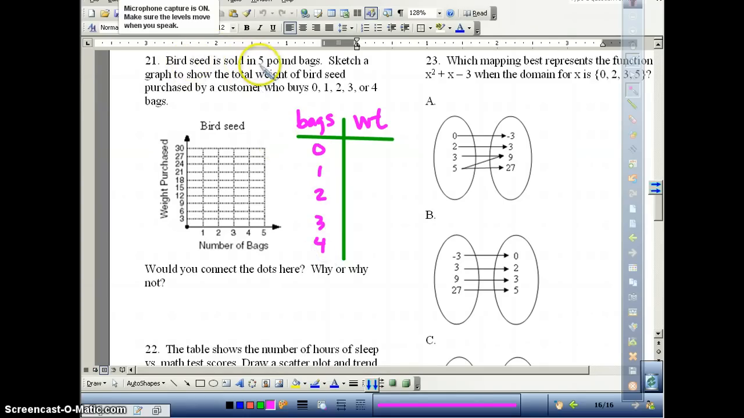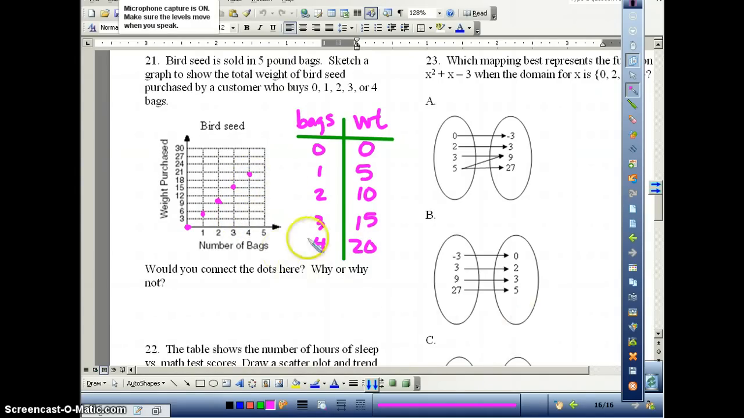Birdseed is sold in 5-pound bags. If I don't buy any bags, I don't have any weight. If I buy 1 bag at 5 pounds per bag, I have 5 pounds. 1, 5 is about there. If I buy 2 bags and they're 5 pounds each, I've got 10 pounds. 2, 10 is about here. If I buy 3 bags, that's 15 pounds. 3, 15 is there. If I buy 4 bags, whoops, I'm sorry. If I buy 4 bags, that's at 5 pounds a bag, that's 20. So 4, 20 is about right there.